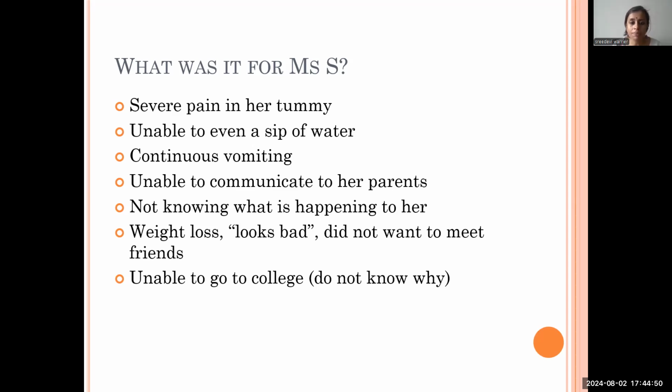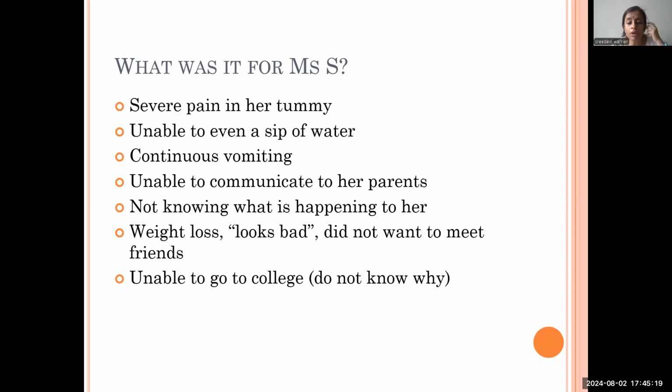I am unable to sip even water. She was vomiting continuously. She has lost weight. She looked and she felt that I look very bad. So she did not want to meet any of her friends. She could not communicate with her parents because of continuous vomiting. And she was so tired. She was literally bone and skin. The cheekbones, everything was visible, and all the bones in her body were visible.